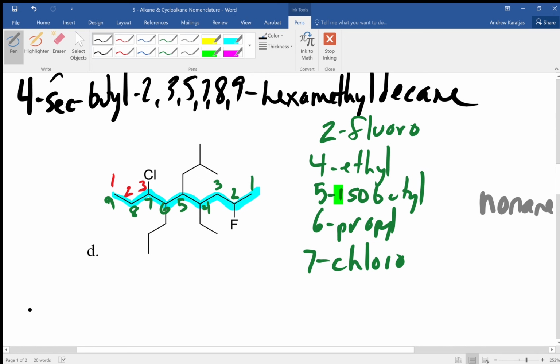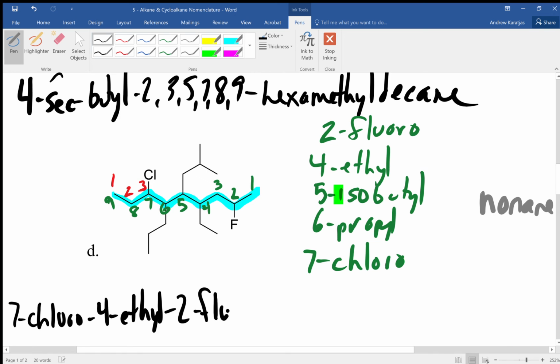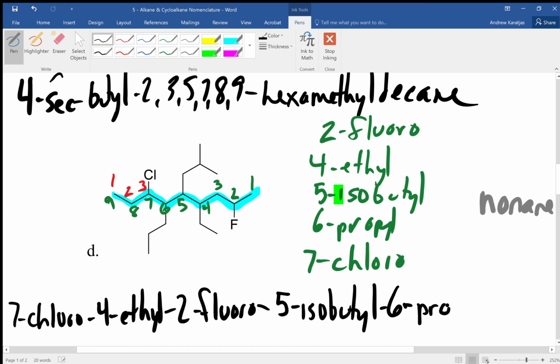So we can alphabetize these. 7-chloro, 4-ethyl, 2-fluoro, 5-isobutyl, 6-propylnonane.